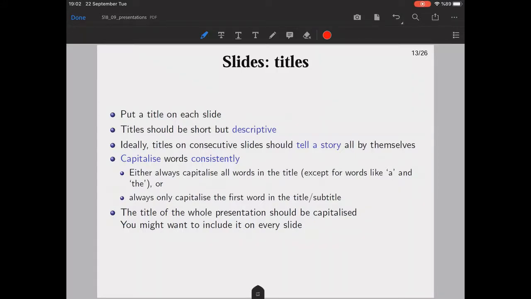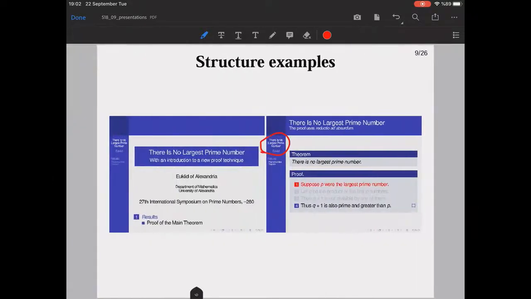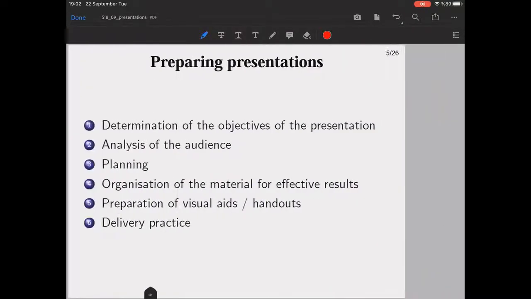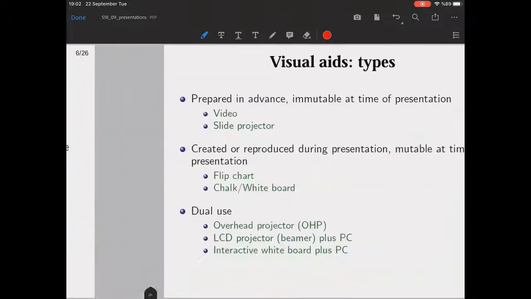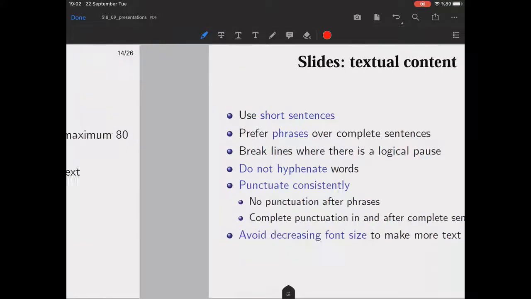And you should capitalize words consistently. Either always capitalize all words in the title, except for words like a and the, or always only capitalize the first word in the title and subtitle. Okay, let's see what I do here. I only capitalize the first letter here, and let's see if I stick to that. I think I stick to that here, most probably. Or choose the other option, capitalize everything.